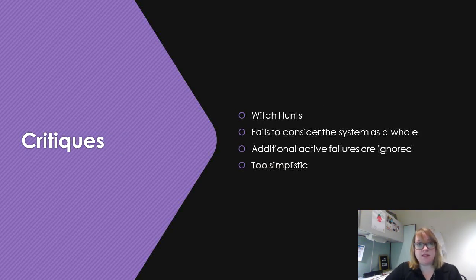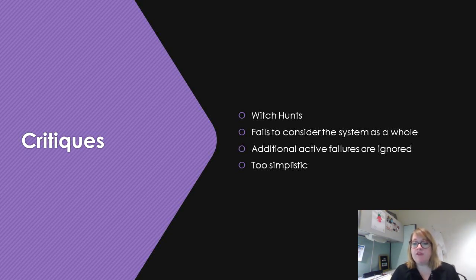So some critiques to Reason's Swiss cheese model of error is that it can lead to witch hunts in organizations, and that means that organizations will focus on trying to find these latent conditions, and they're constantly going to be looking for things to go wrong. And that's not necessarily the point of the model. The model is saying that you need to do a full investigation and not just stop at those active errors.